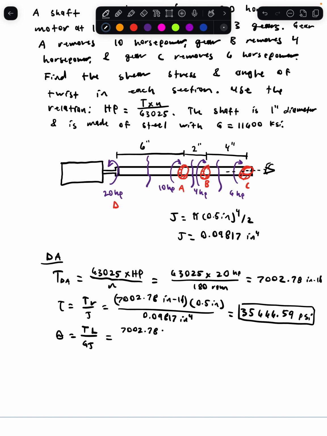So we got 7,002.78 inch-pounds times 6 inches. It's important to note this is going to give you an answer in radians. Times 11,600 times 10 to the 3 pounds per inch squared, times 0.09817 inches to the fourth.